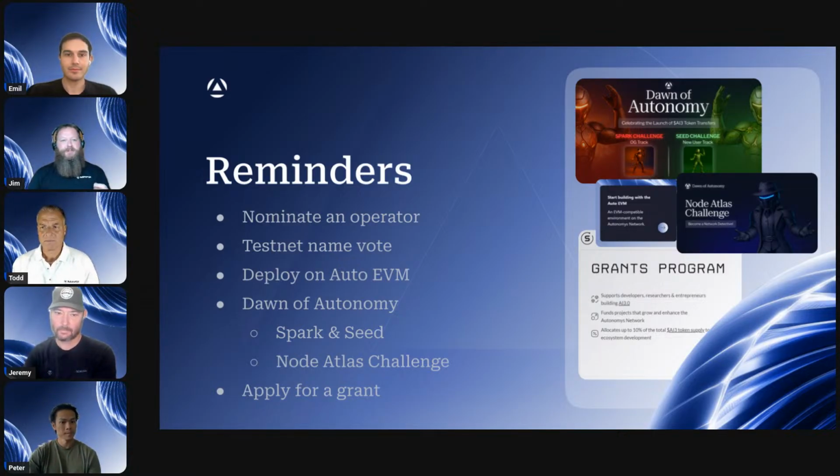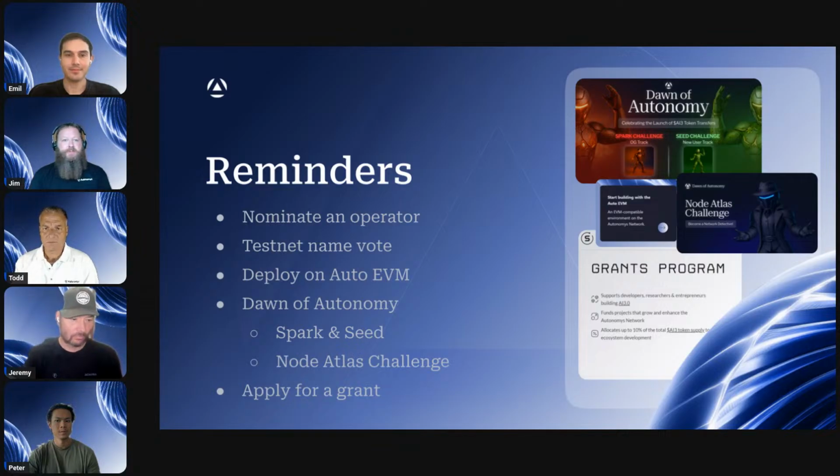I want you to start deploying to Auto EVM. The dev environment is open. If you're building dApps, exploring smart contracts, or just experimenting with what's possible, now's the time. We have Auto EVM on mainnet. Everything you need to do that is live on develop.autonomous.xyz. Check the links below. And we've been updating resources to reflect the launch of Auto EVM on mainnet. Emil's been busily updating that today.